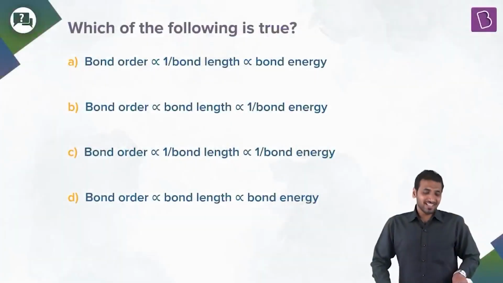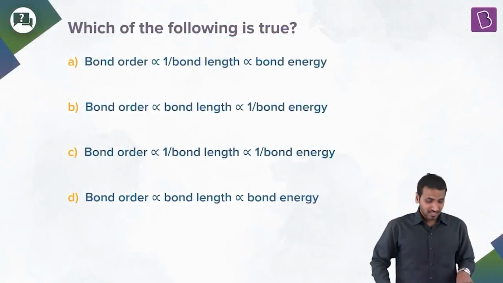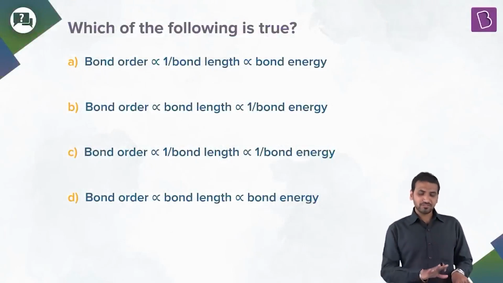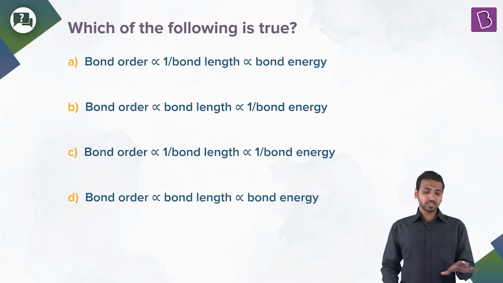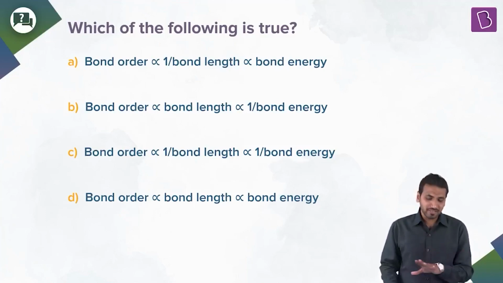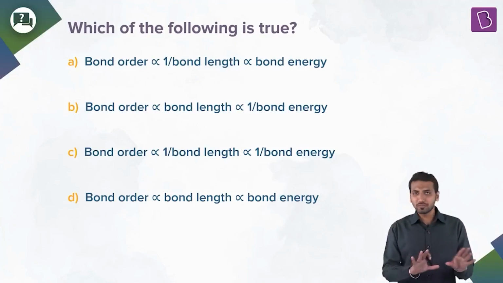So here we have a sweet and simple question. Let's do it with patience. Which of the following is true? You have four options. There is bond order, bond length, and bond energy. You have to figure out the relation of proportionality between these three. Let's compare one by one.